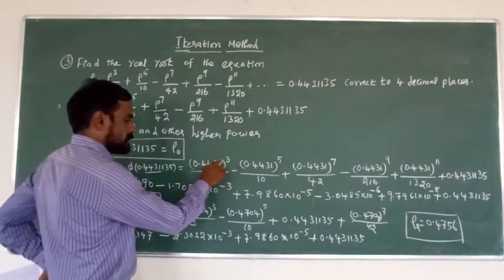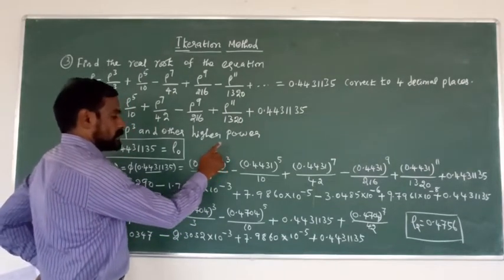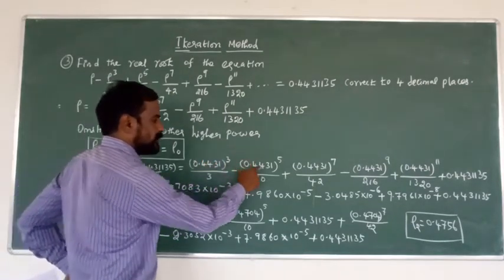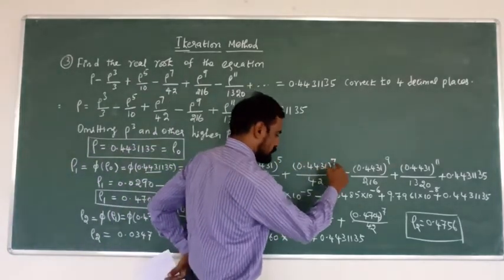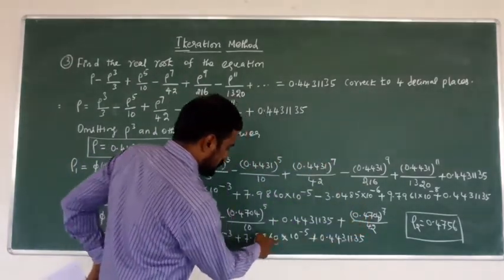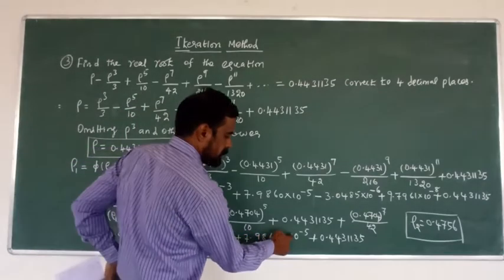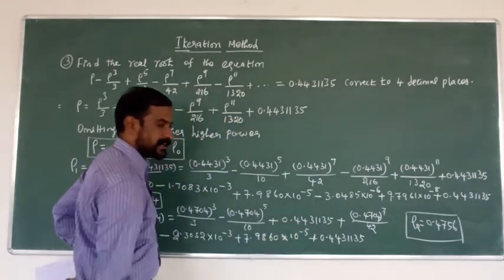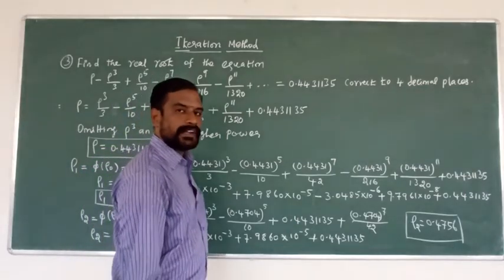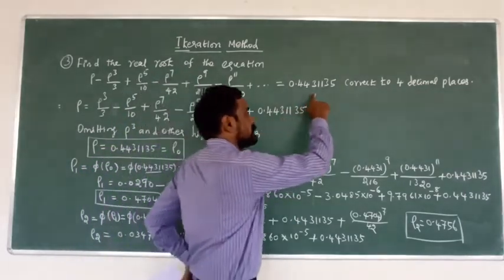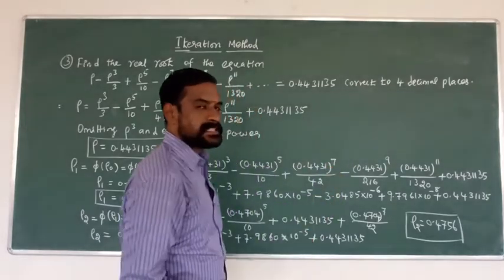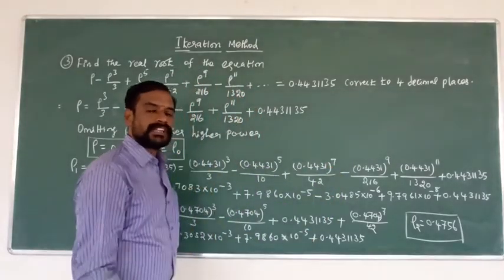We can take delta power, rho cube, rho 5, rho 7. Row 7, we can get the result 7.9860 into 10 to the power of minus 5. 10 to the power of minus 5 means after the decimal point, we can take 4 decimal places. After the decimal, 4 digits 0.